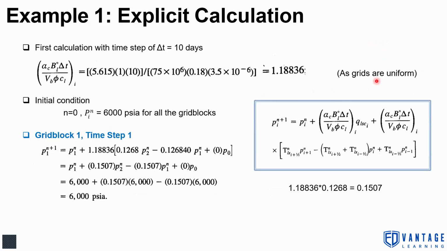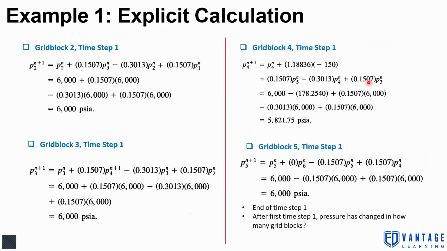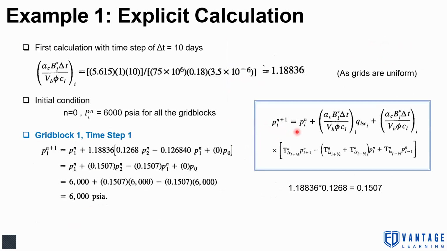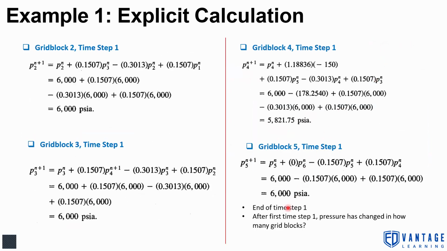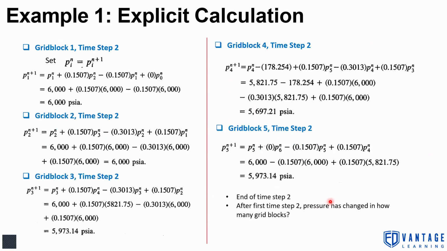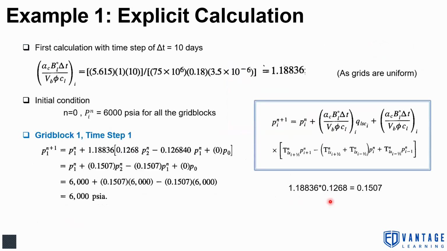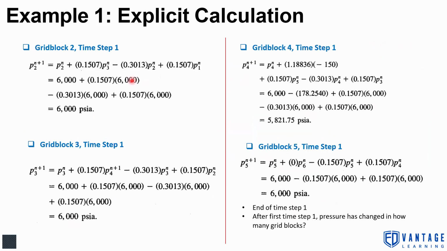So P1 is 6,000 psi, P2 is the same initial condition, P3 is 6,000. But P4 at the next time step is 5821.75 psi. So the pressure has dropped because the well is producing in grid block 4. And P5 is again 6,000. In this, delta T is 10 days. So after 10 days, we get a pressure of 5821.75 psi in grid block 4.